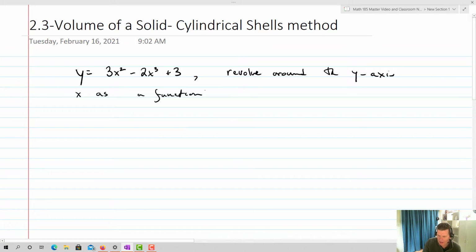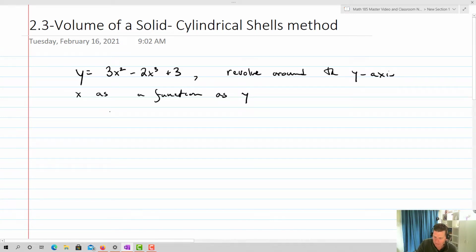But if we look at this equation, it's actually really difficult to write x as a function of y. You'd probably have to do some kind of completing the cube. The algebra here would just be really tough, and so consequently we're not actually going to do that. We're going to use a different method where we don't have to switch out the function.